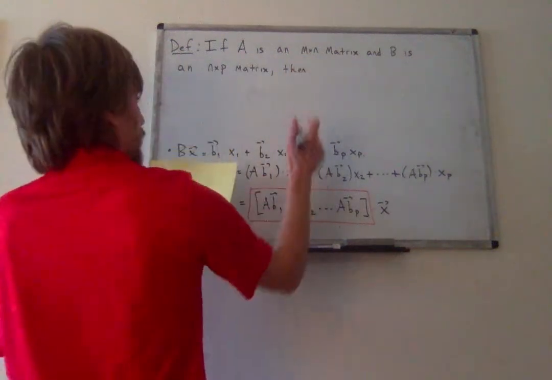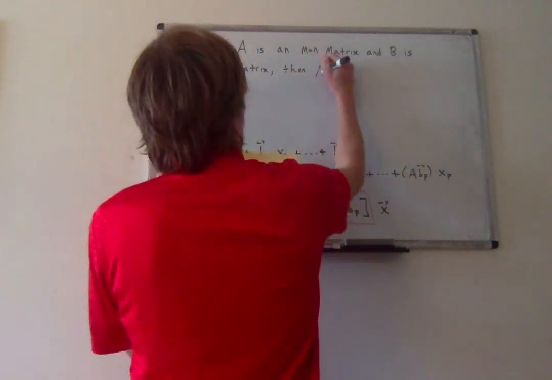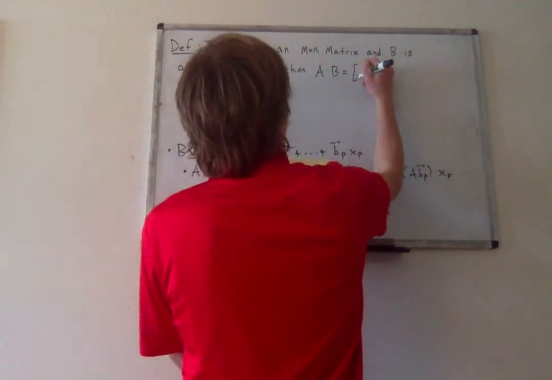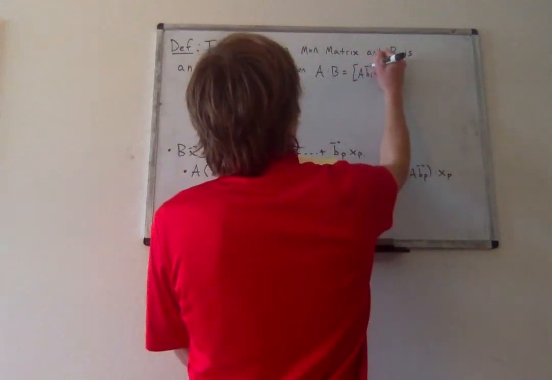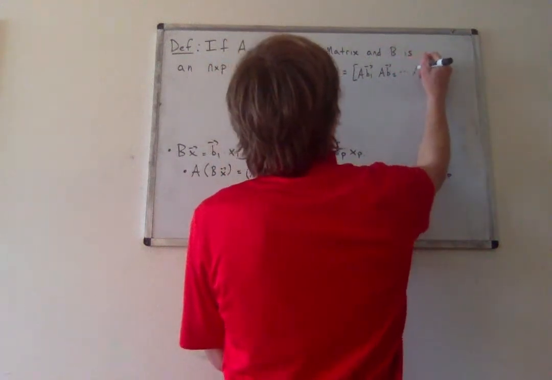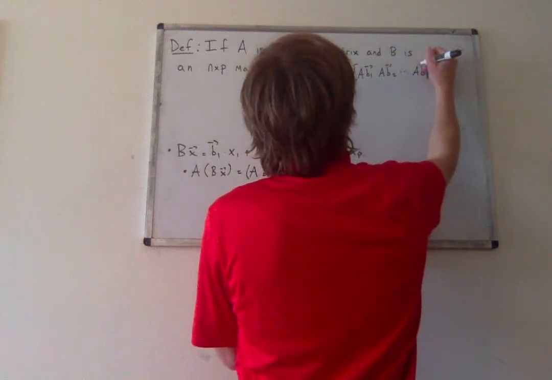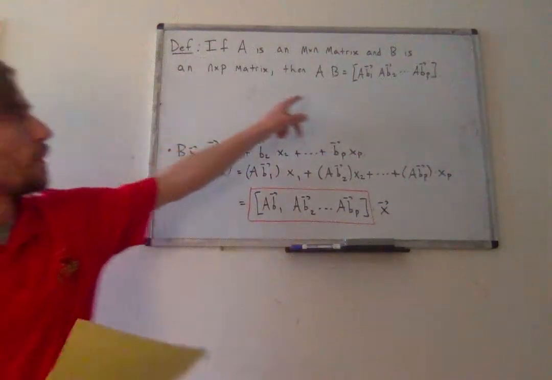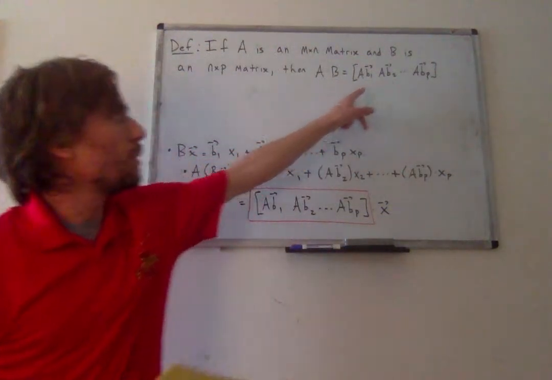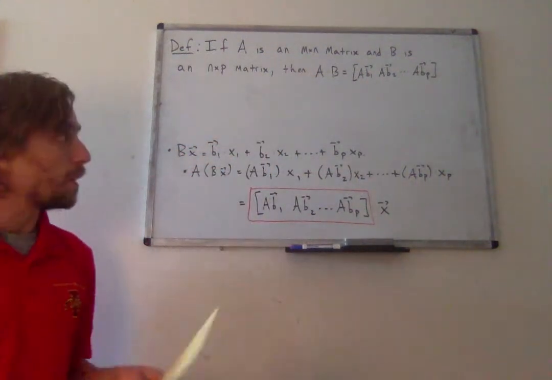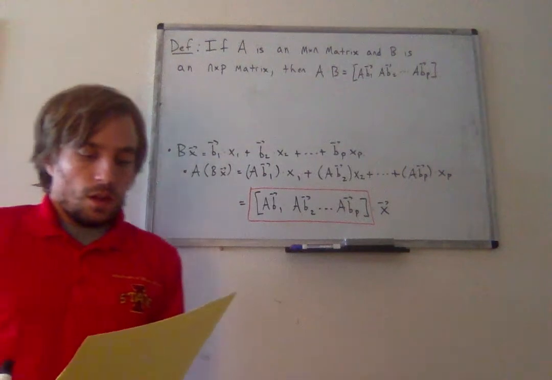And so this is just sort of restating what I've stated here. Then A times B is equal to the matrix whose columns are given by the following vectors. Again, A times B1, A times B2, A times BP. And so this is the actual product of A times B.